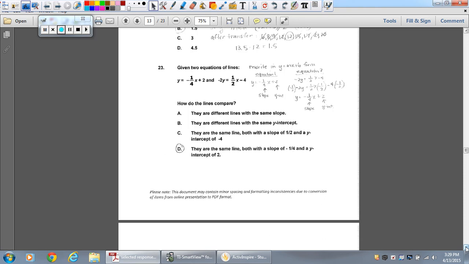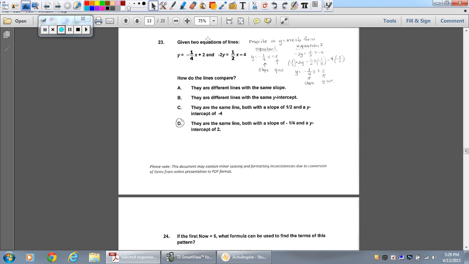Number 23, given those two equations, I had to compare them. So what made sense was, since this was in slope-intercept form, I wanted to put this in slope-intercept form. And that just required me to divide everything by -2, but that looked a little confusing since that was 1/2. So instead, I multiplied everything by -1/2. So I multiplied by -1/2, for every single term gets multiplied by -1/2. And once I did that, I cleaned it up and I realized that it was the same equation.